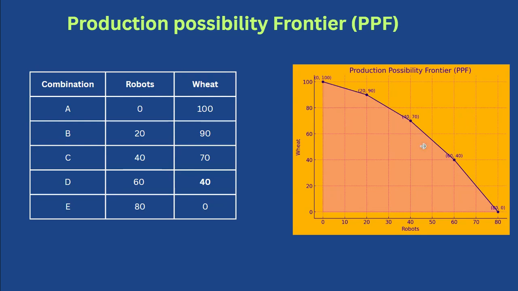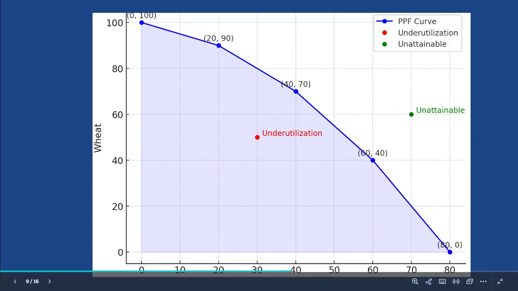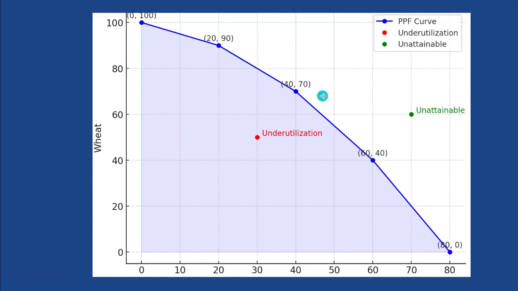So let's see the same curve here, only the color is different. Look here, if the red point is inside, that is underutilization. The point inside the curve means underutilization. If it goes outside the curve, unattainable. Okay. So this is the graphical representation. Which ratio can we go with? We can go with 40-70. So you can make 40 units of robot and 70 tons of wheat, which means you can reach the production possibility.